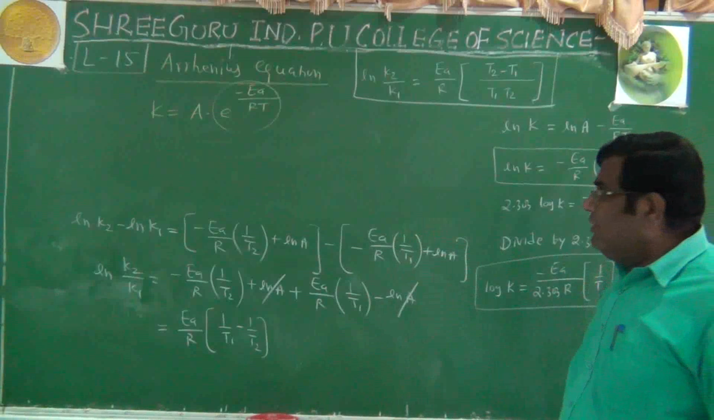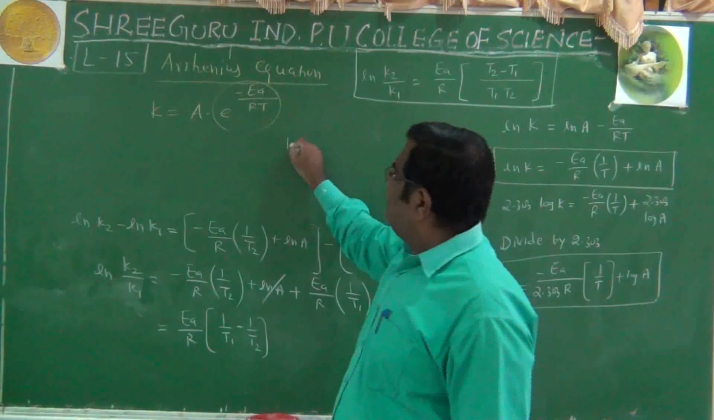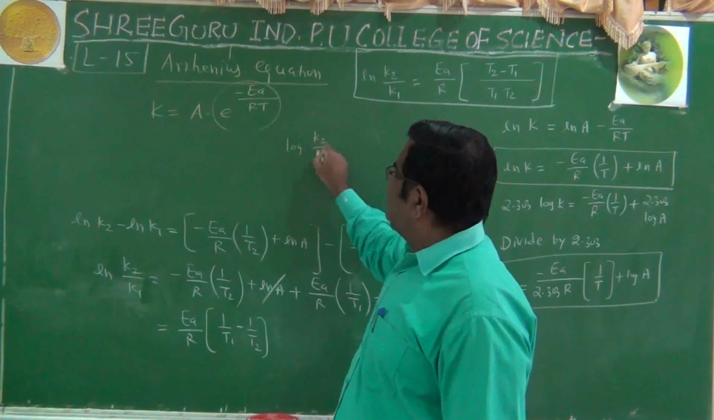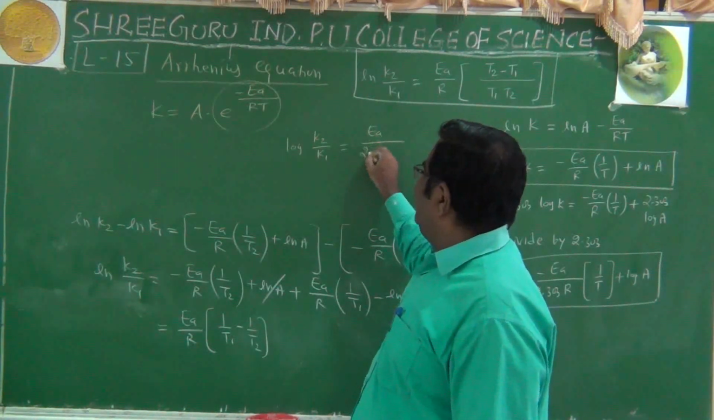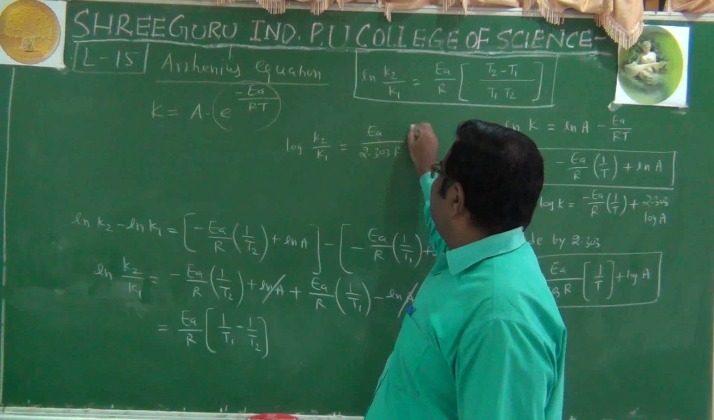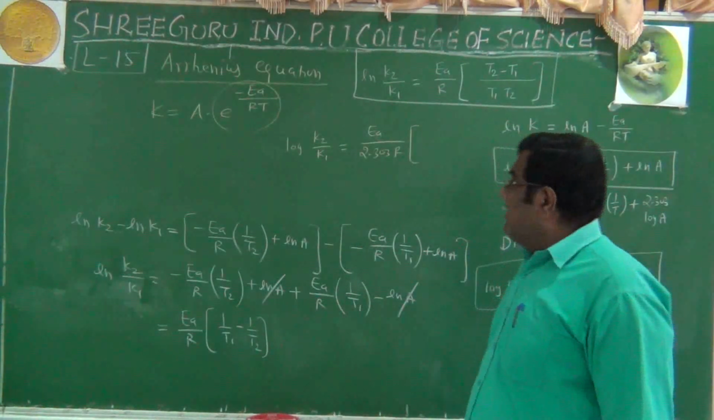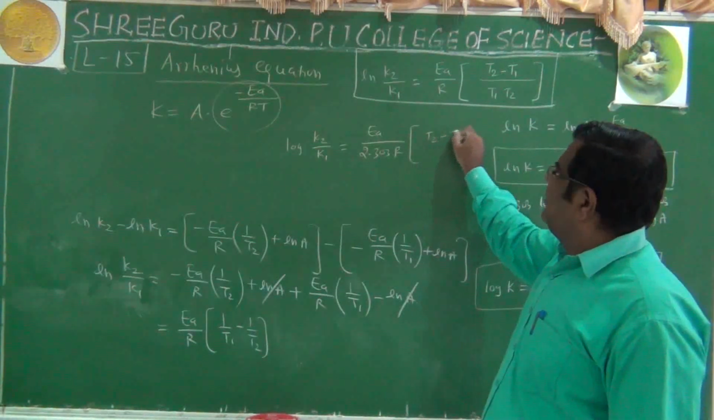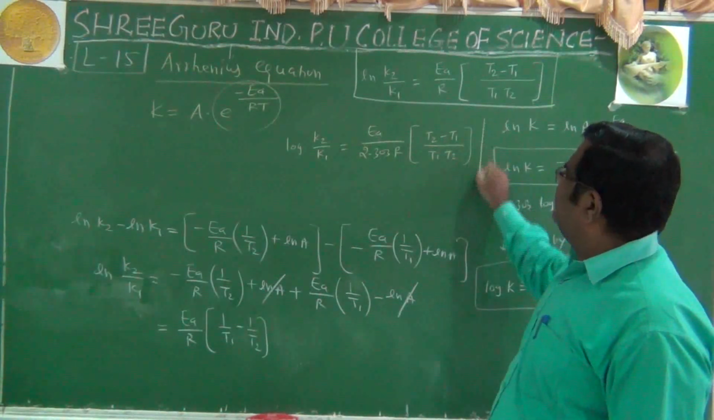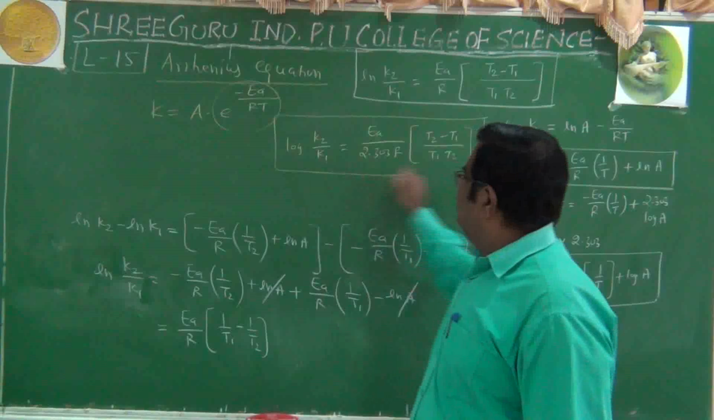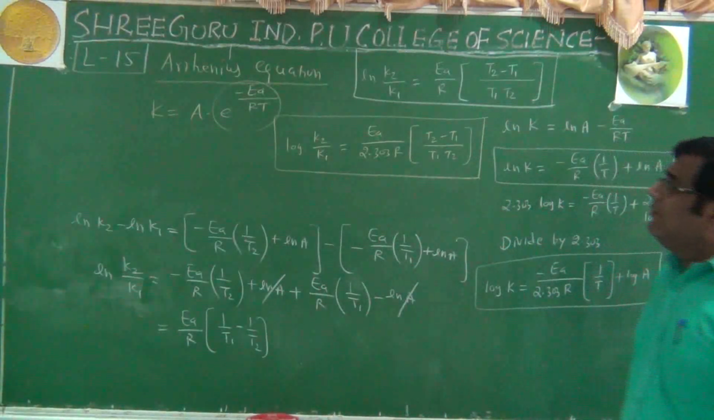Divide this by 2.303, so what will we get here? Log of K2 by K1 equals EA by 2.303 gas constant, T2 minus T1, T1 into T2. This is one more form.